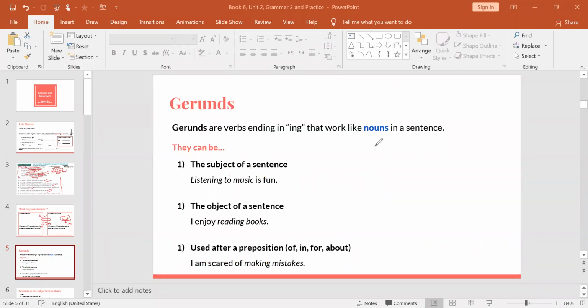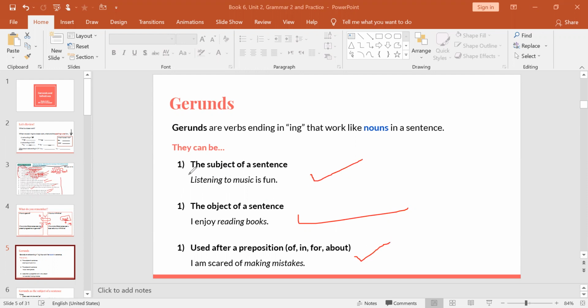So, as we explained earlier, gerunds are verbs ending in ing that work like nouns in sentences. Okay? They can be the subject of a sentence. Listening to music is fun. The object of a sentence. I enjoy reading books. And they can be used after a preposition, which is, for example, of, and, for, or about. I'm scared of making mistakes.